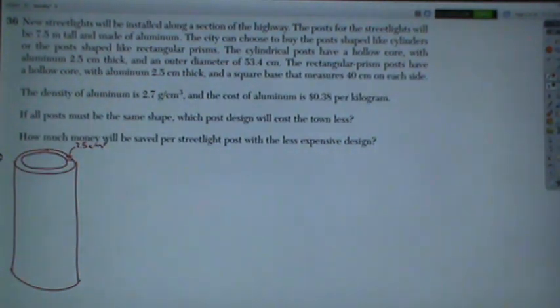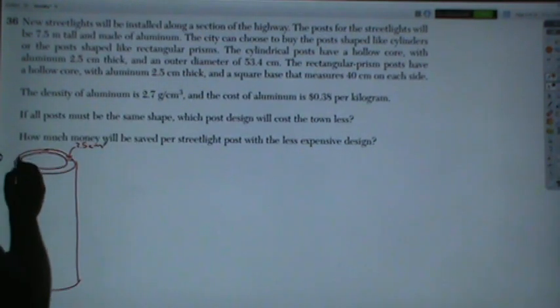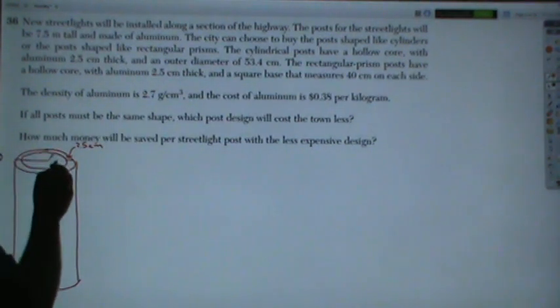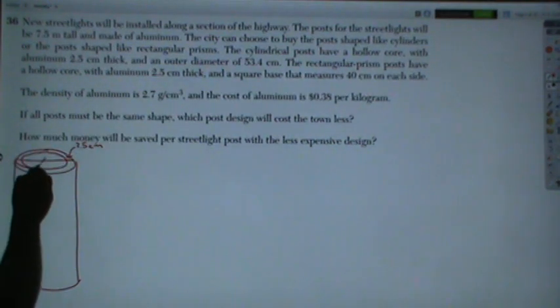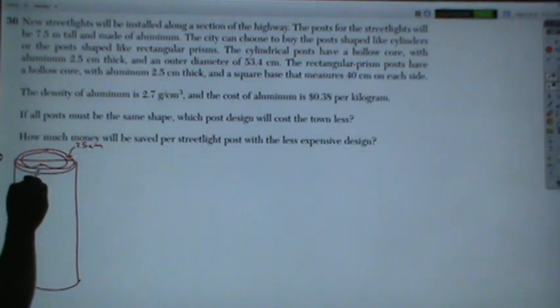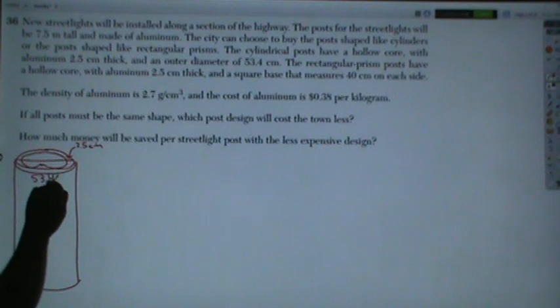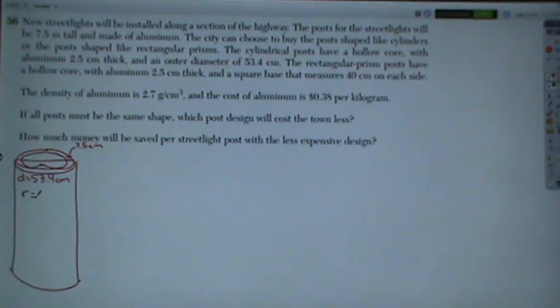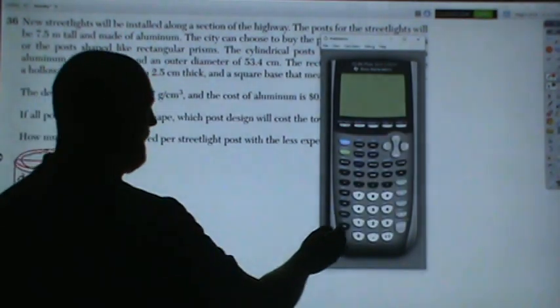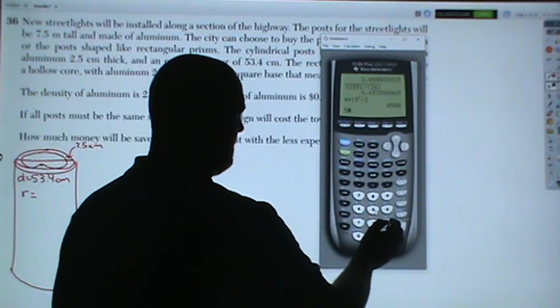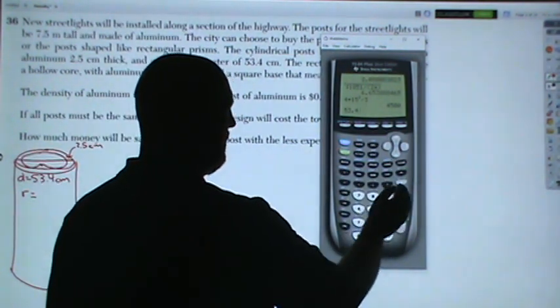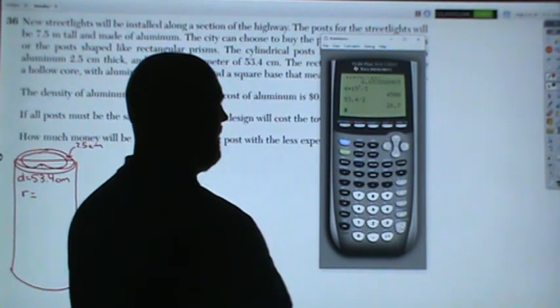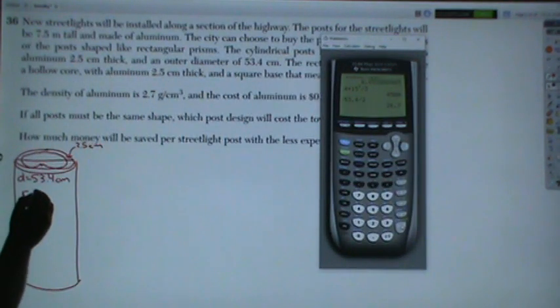It says the outer diameter is going to be 53.4 centimeters. So that means the entire distance across from here to here is going to be 53.4 centimeters. And that's the diameter. So to get the radius, I have to divide 53.4 by 2. So maybe I get out my calculator, because I think I'm going to have a lot of calculations to do in this problem. 53.4 divided by 2, and I come up with 26.7 for my radius.